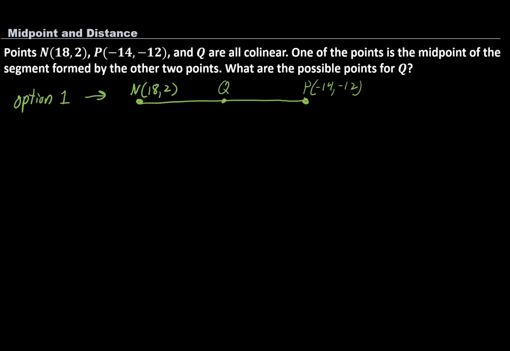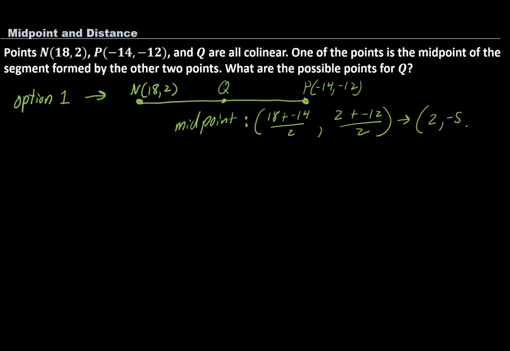If that's the first scenario, then we can simply just do the midpoint formula. And we'll do 18 plus -14 over 2, 2 plus -12 over 2, and then simplify that out. And we would get 2, -5 as our first possible location for Q.